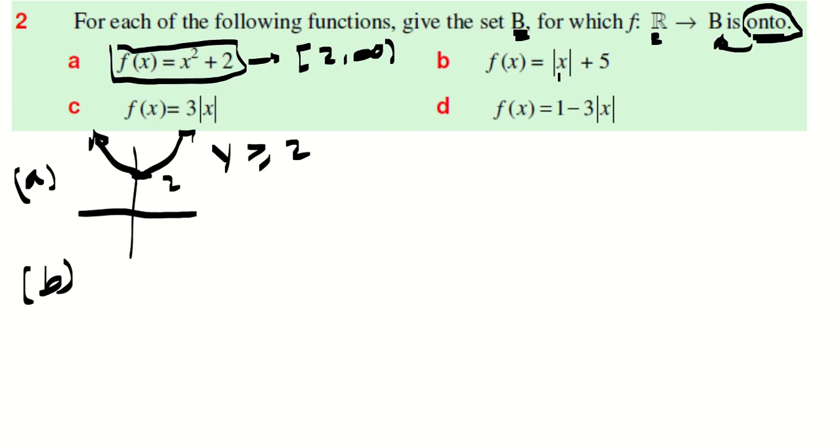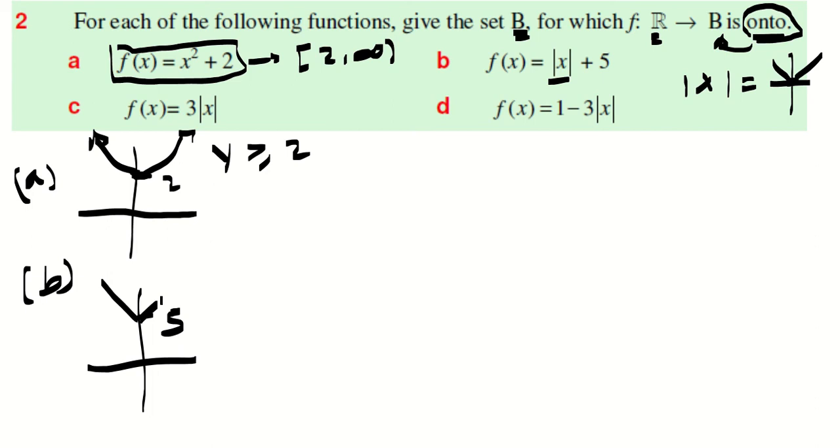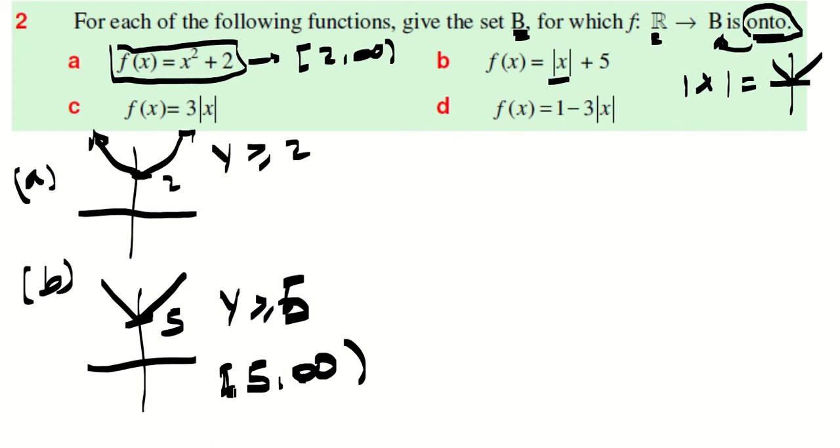B is absolute value of x plus 5. The graph of absolute value of x, if you remember, we drew previously, is just a V with the vertex at the origin. In the same manner, absolute value of x plus 5 is a V, but the vertex is moved 5 units up because plus 5 is there. If you substitute 0 in place of x, 0 plus 5 is 5. So the graph completely stays above 5. So the range will be y greater than or equal to 5, or from 5 to infinity, inclusive at 5.